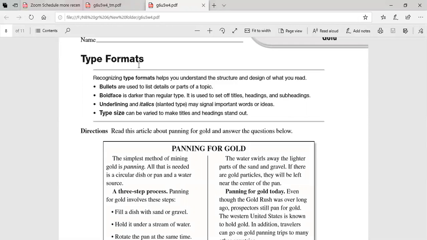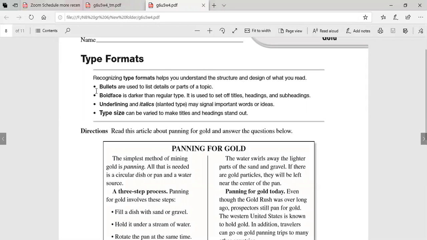And the type formats are many. We are going to talk about 4 of them. That is, we're going to talk about bullets, boldface, underlining and italics, and type size. So we say recognizing type format helps you understand the structure and design of what you read. To give you more information on what you read, or to boost your understanding of what you read, the type formats will help you in doing so.